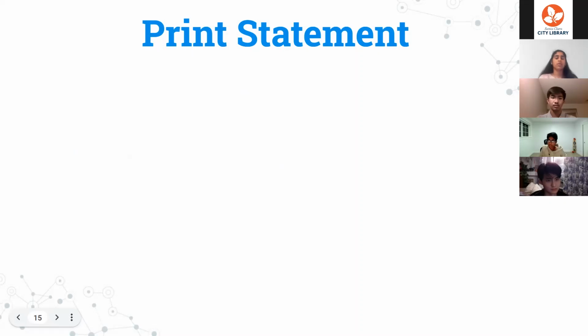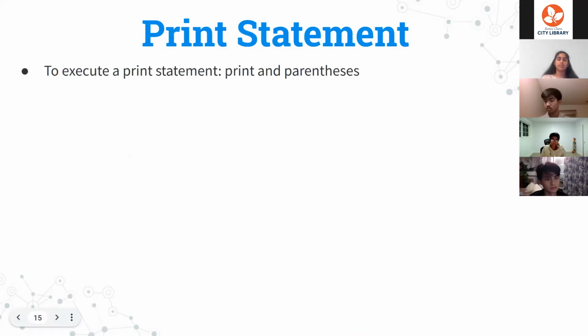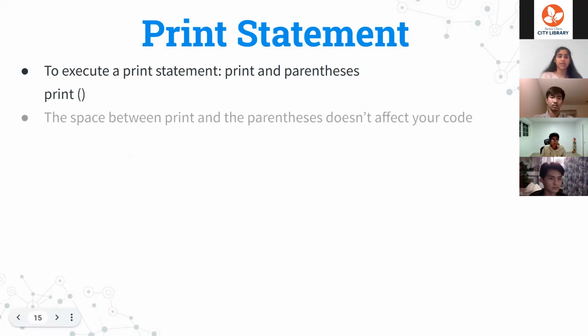So the first statement we're going to talk about is the print statement. Many of you might already know printing is basically, it will put out what you put. So how does Python know what to print? Well, you would write print and then put 2 parentheses beside it. Inside the 2 parentheses, you would put whatever you'd like.